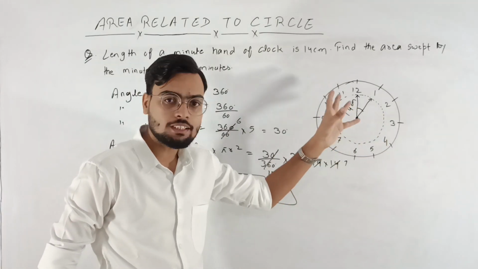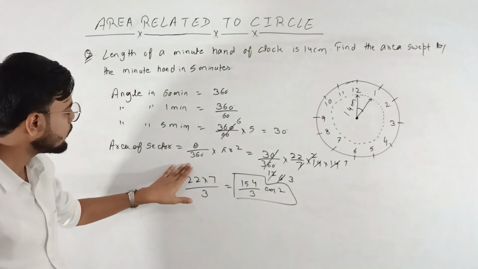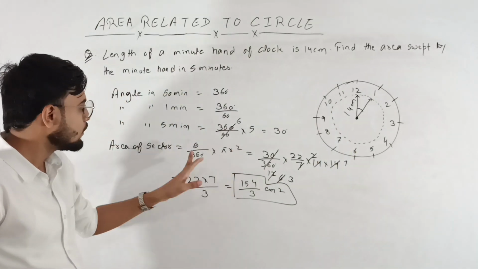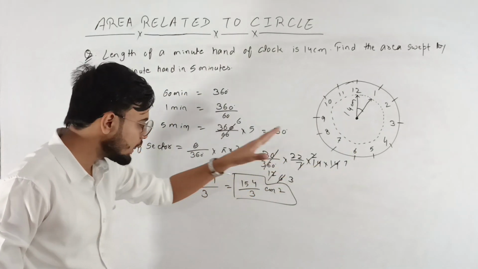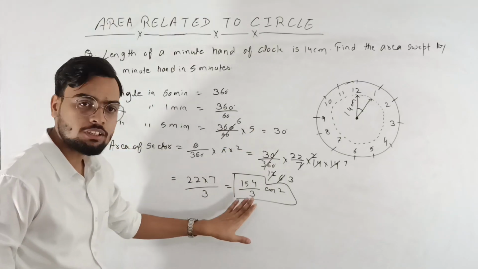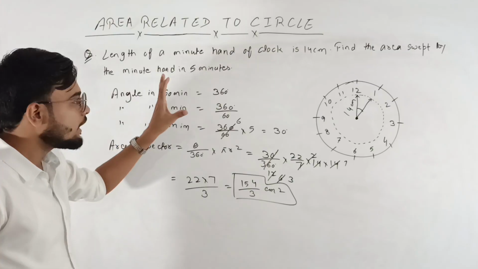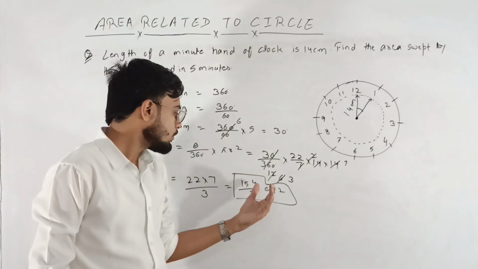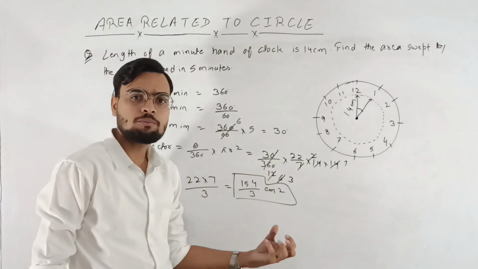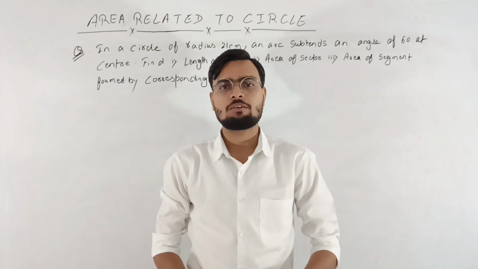So we have to find the area of a sector. So area of sector is theta upon 360 degree into pi r square. Now theta is 30, I put the values, then I get the result which is 154 upon 3 centimeter square. This is the area of sector or area of the minute hand when it swept by 5 minutes. That is 154 upon 3 centimeter square. Okay. Now let's move towards our next question.